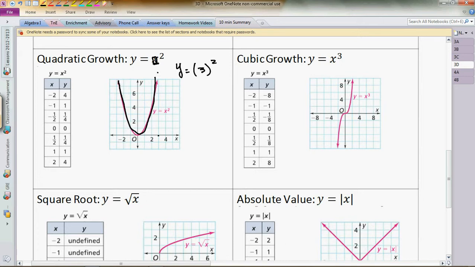The fourth one is cubic growth. So the difference between quadratic growth and cubic growth is the exponent right there. The graph will look like some kind of water slide, maybe a really scary one. And if x is 2, then that will be 2 to the third power, which is 2 times 2 times 2, which is 8. So the point will be 2 and 8.